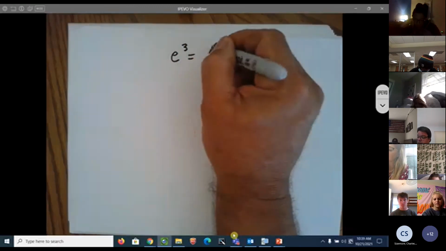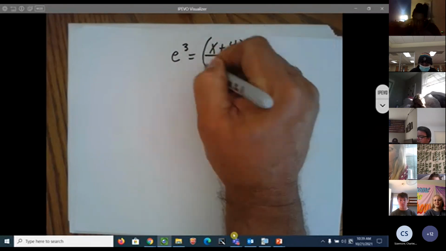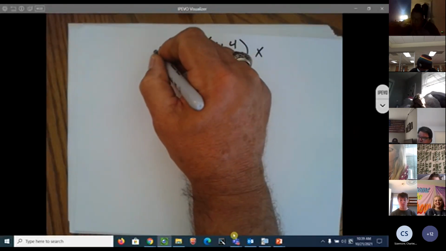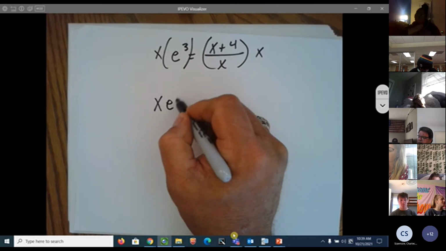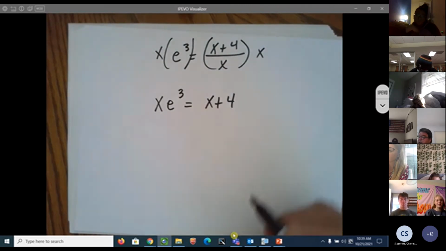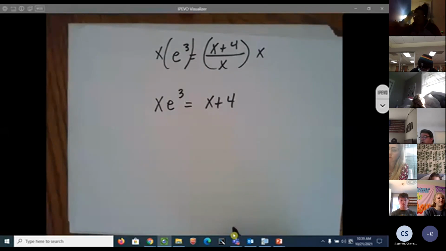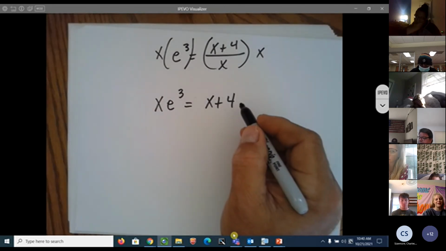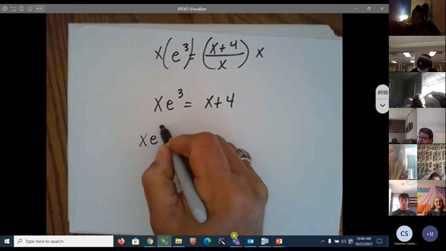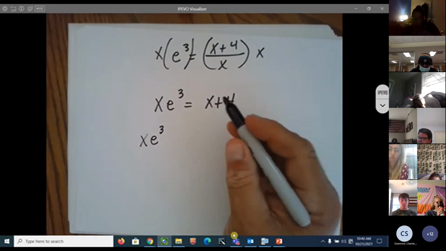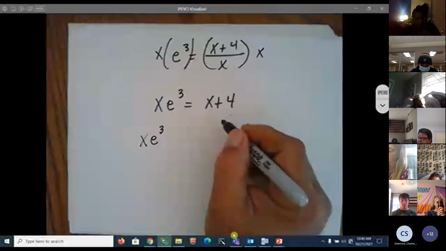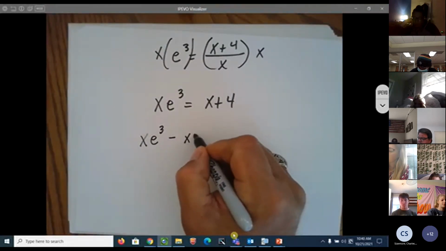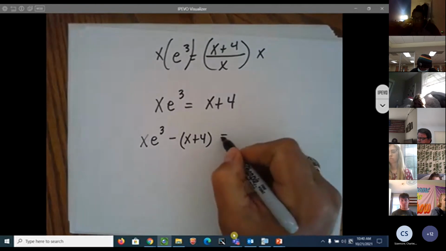e to the 3 is equal to x plus 4 over x. Multiply both sides by x. And that's going to give us x e to the 3 is equal to x plus 4. And you can bring the x plus 4 over, and that's going to be equal to 0. So I can do x e to the 3rd minus x plus 4 is equal to 0.